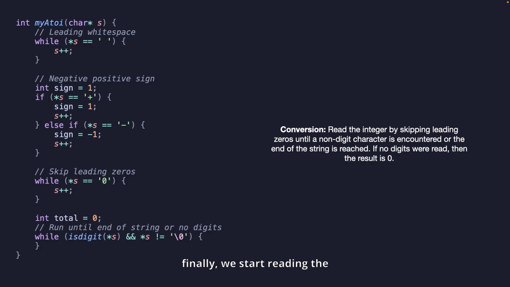Now finally, we start reading the number. We create a loop that continues to run while the current character is a digit and we have not reached the end of the string. One thing to note is that the second condition is unnecessary since the first condition already checks for that. However, for the sake of clarity, I decided to include it.